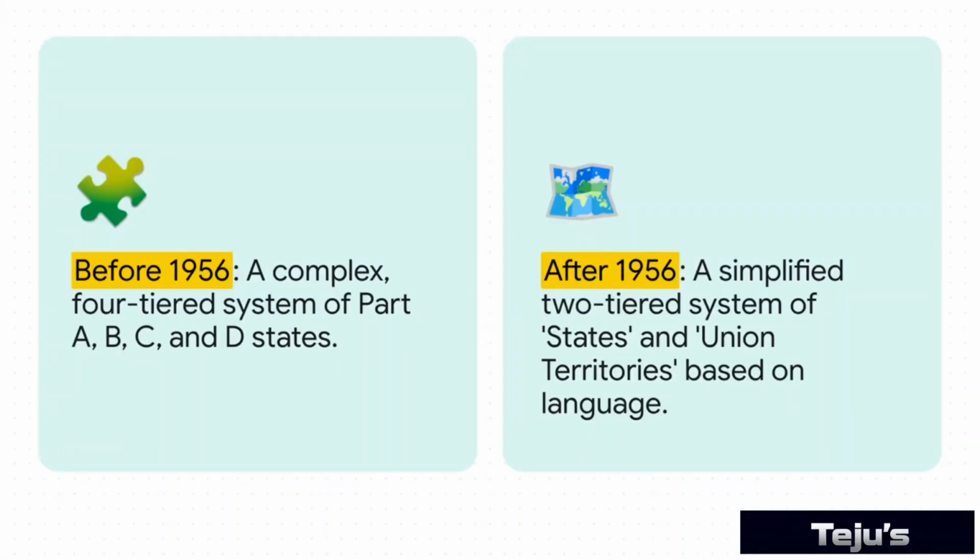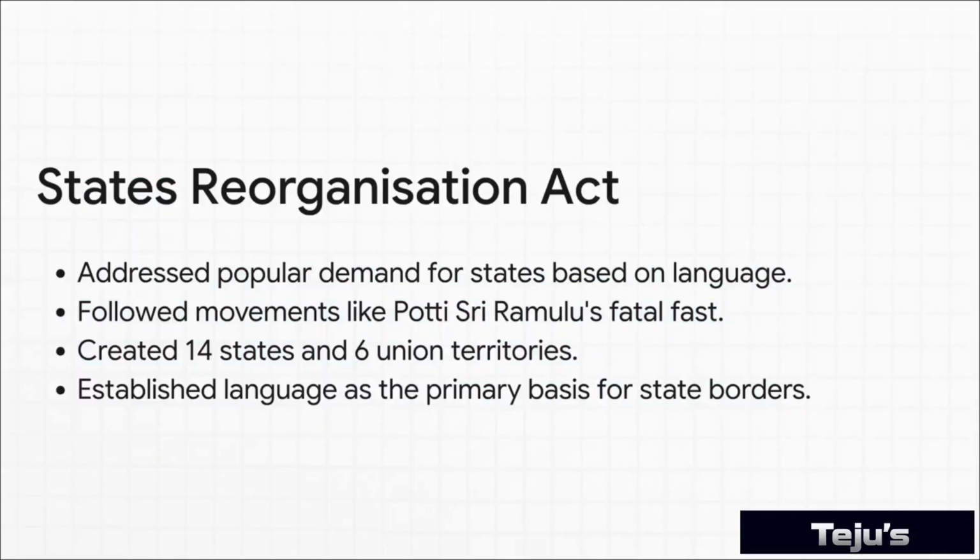They got rid of that super confusing four-part system of states that was just a leftover from the British, and they replaced it with something much simpler and more logical, a system of states and union territories. And the organizing principle behind it all was a really powerful one: language. Now, this change didn't just happen because some official in Delhi thought it was a good idea. No way. This was driven by the people. Huge popular movements sprang up demanding states that were based on their own language and culture.